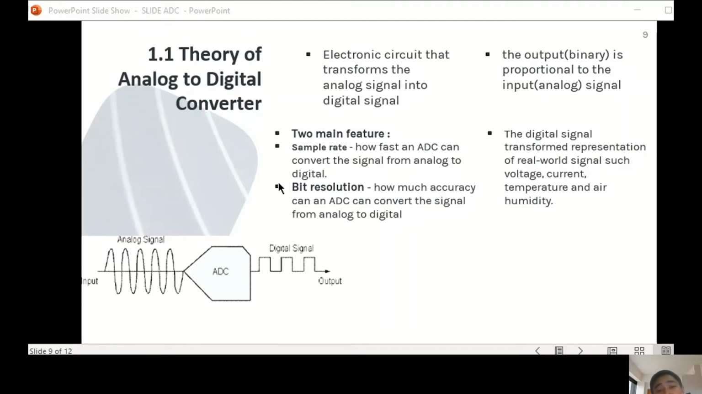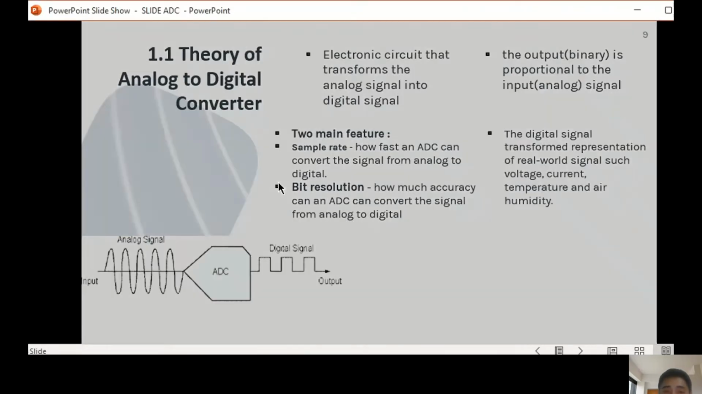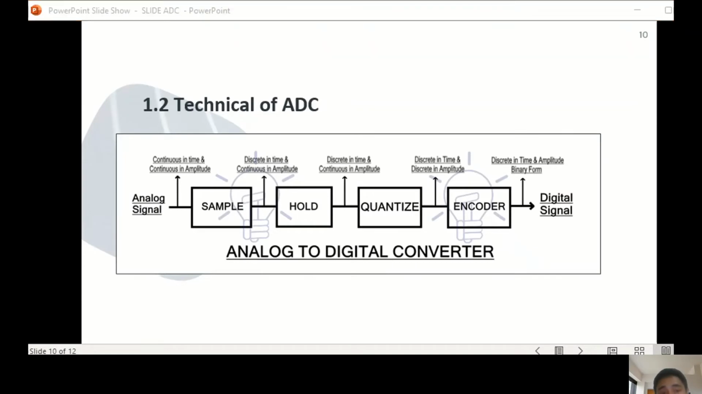There are two main features that are important in ADC. The first one is sample rate, which describes how fast an ADC can convert the signal from analog to digital. The second one is bit resolution, which describes how much accuracy an ADC can convert the signal from analog to digital. Then we move to the technical part of ADC.